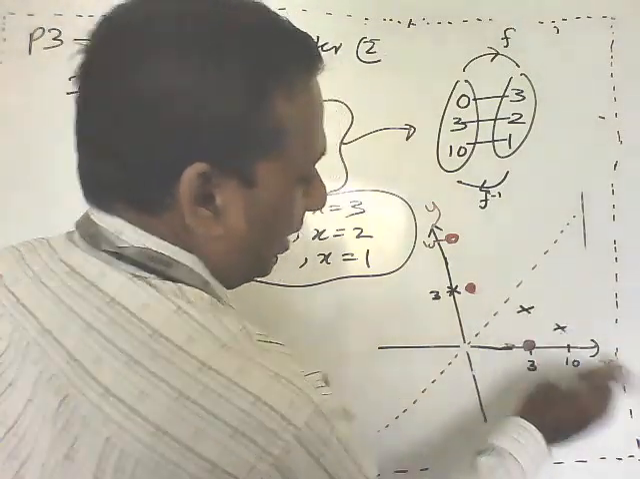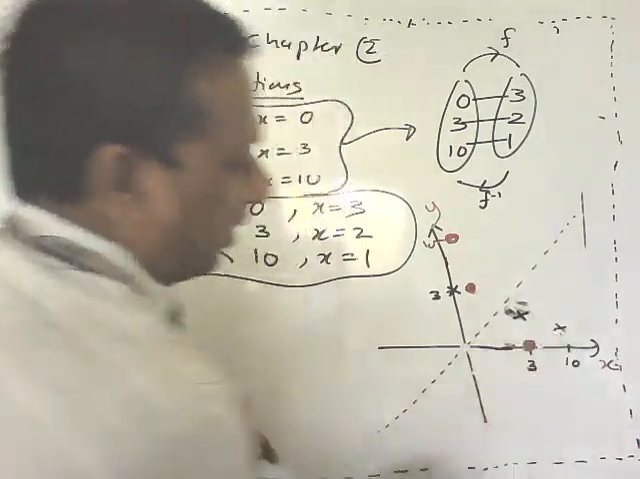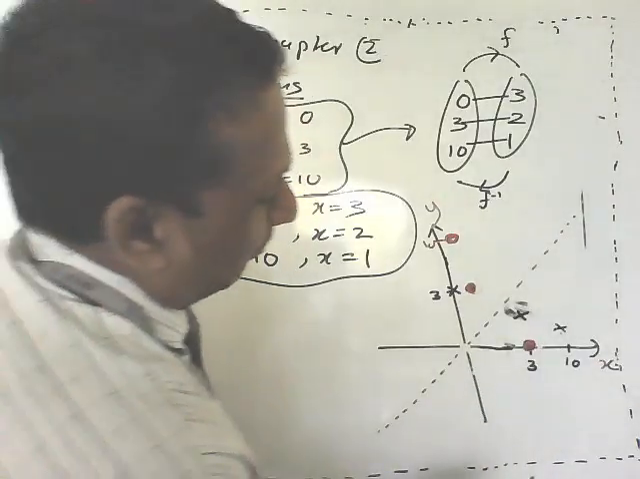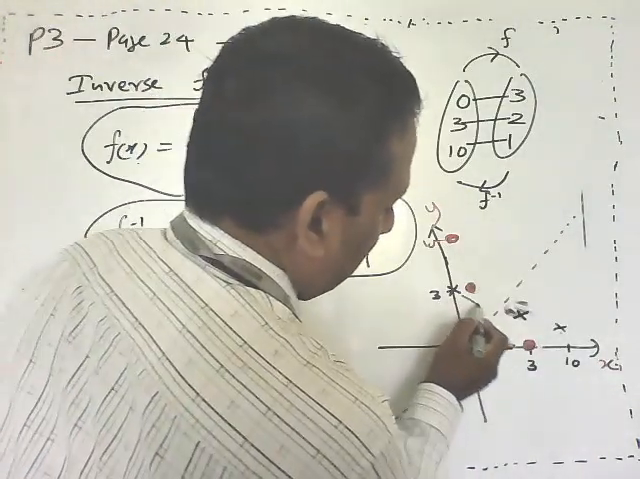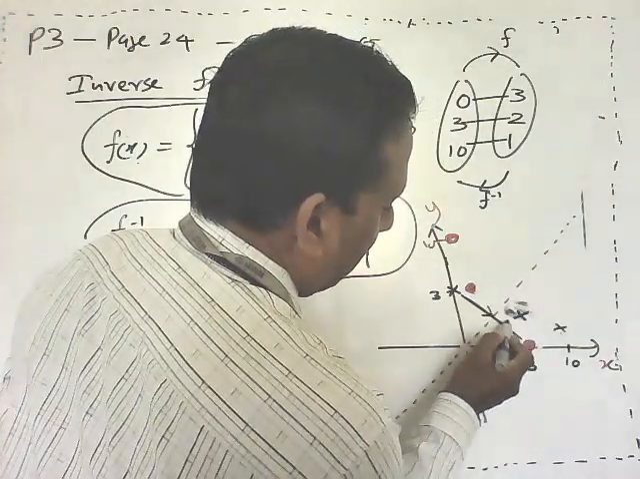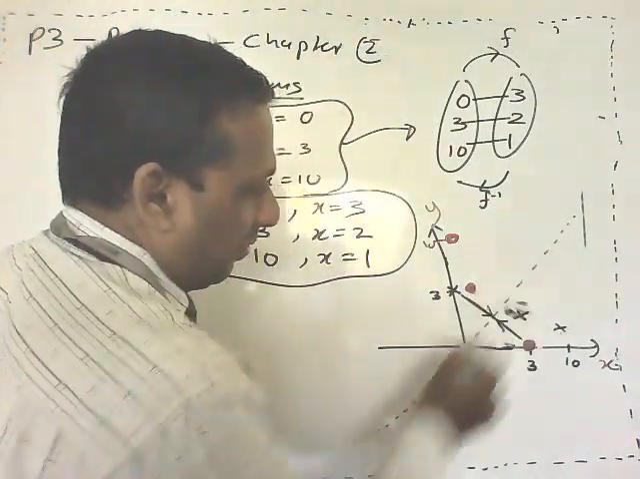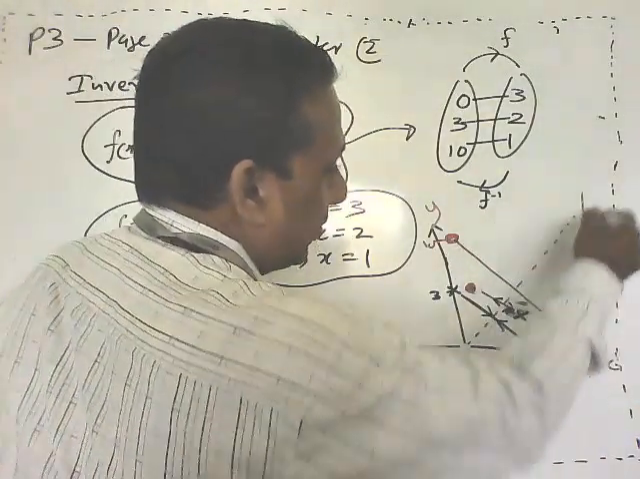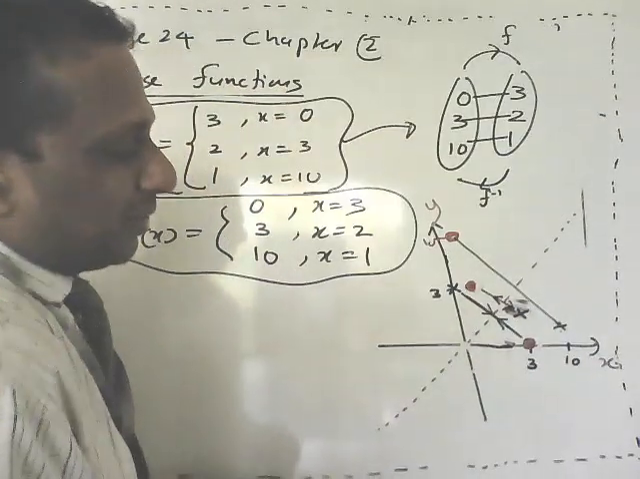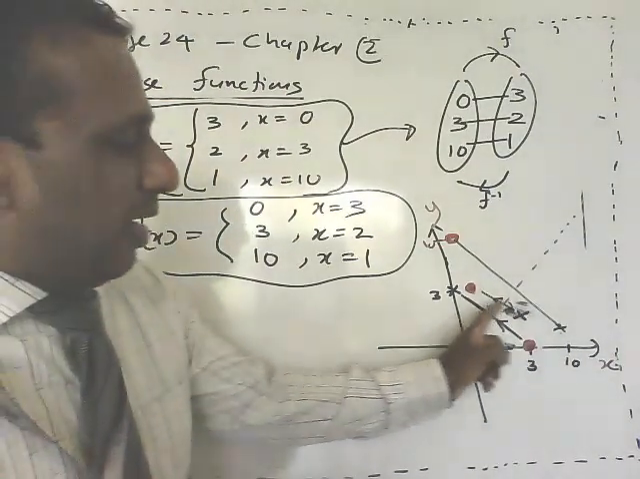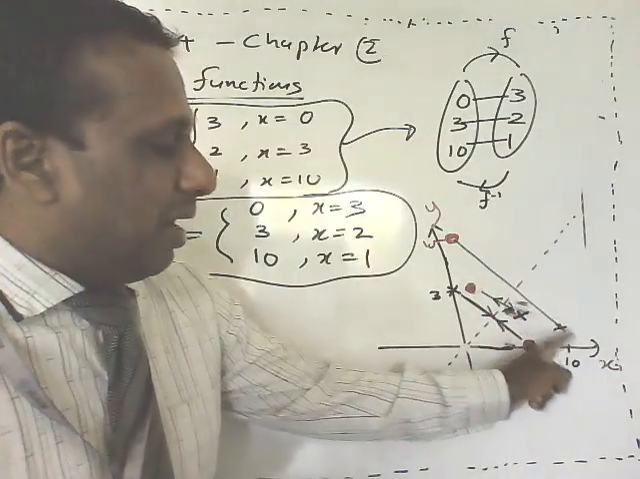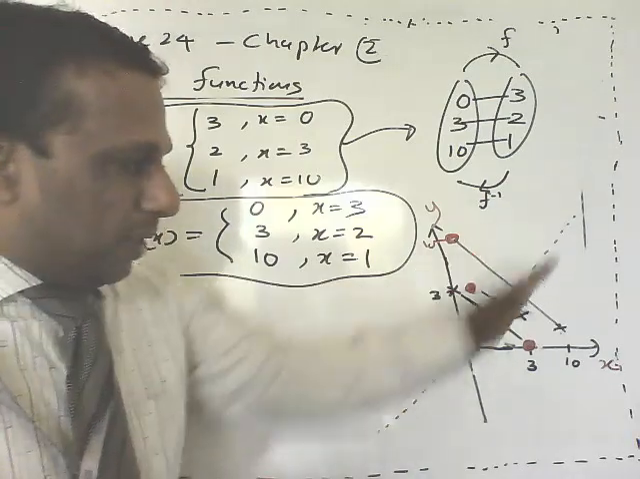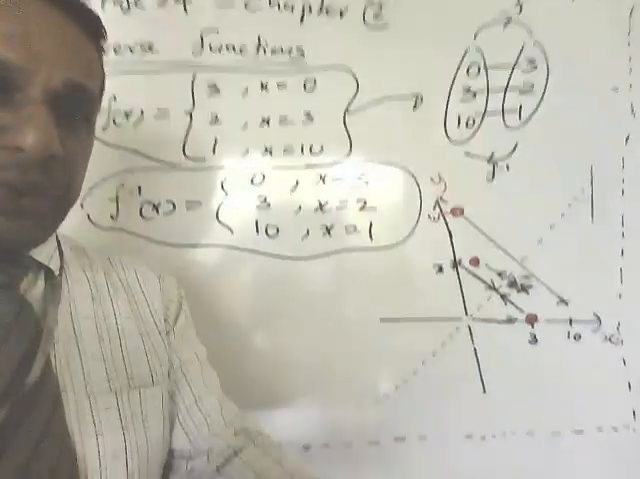Now you would see that these 2 got reflected from y equal x. These 2 are reflecting each other about y equal x. So if you have a graph, to get the f inverse x, you should reflect it from y equal x. So please go through the section also in the book.